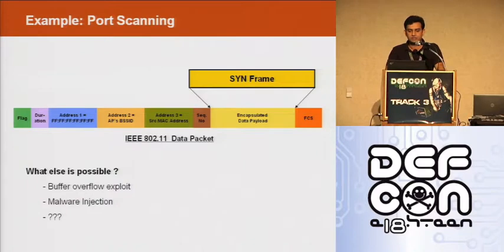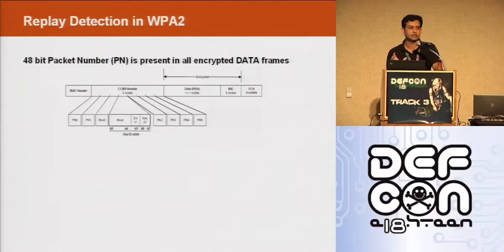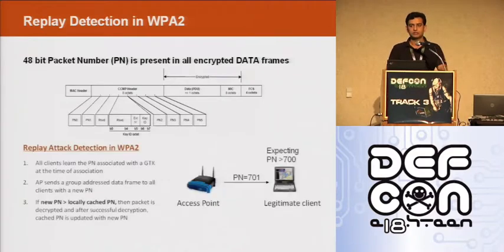The third example of a GTK exploit is related to the replay detection in WPA2. There is something called replay detection in WPA2. All encrypted data frames have a field called packet number, which is a 48-bit number. This number is present in all encrypted data frames, and it is used to detect whether a frame is replayed or not. And how does that replay detection work?